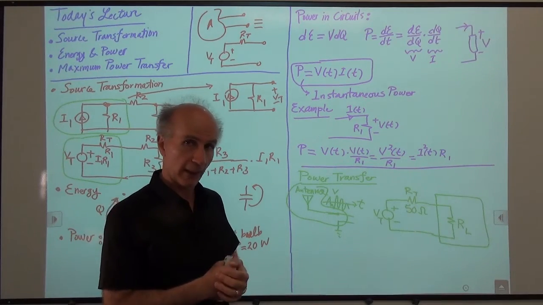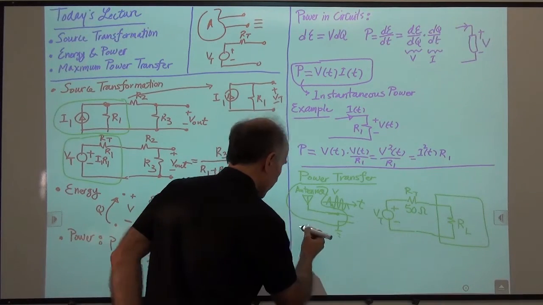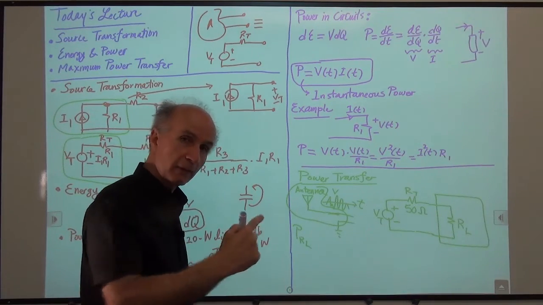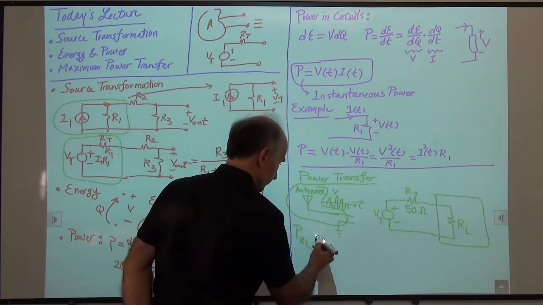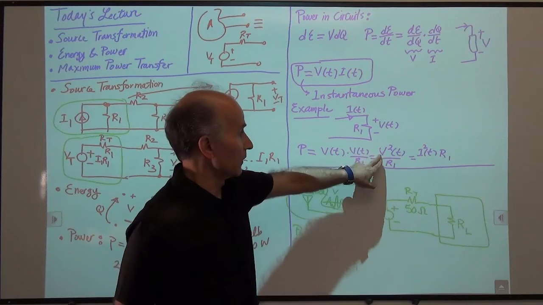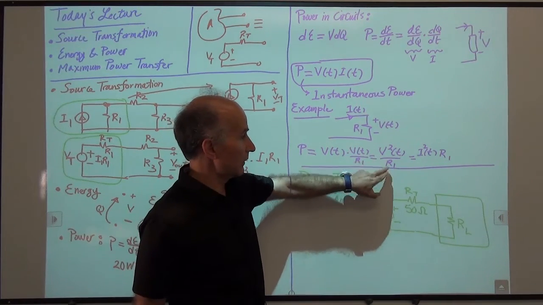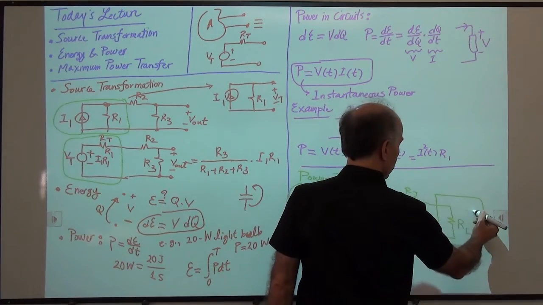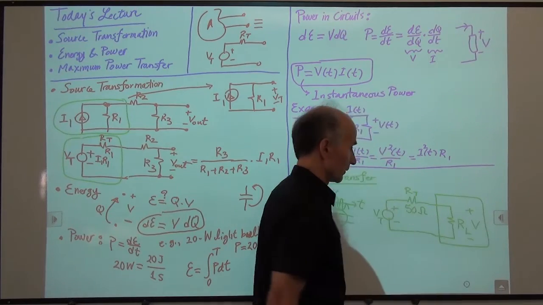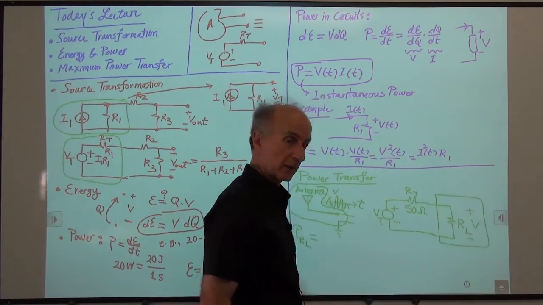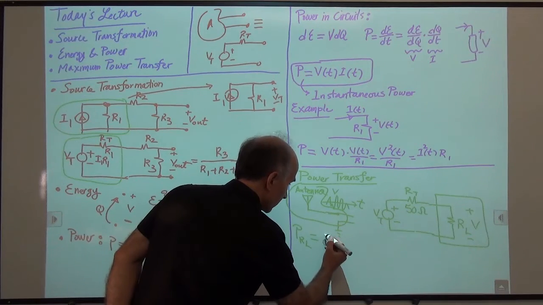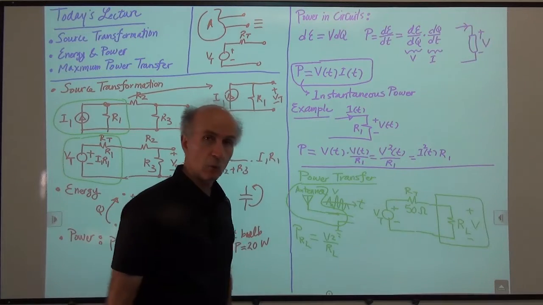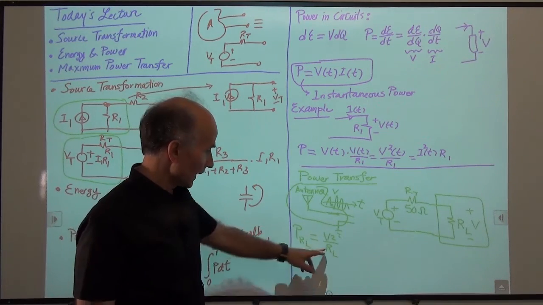Okay, not a problem. Let's go ahead and calculate that. So we're going to say P sub RL, the power delivered to RL, is equal to, let's go with this equation, the voltage across the resistor squared divided by the resistor, right? So I'm looking for some voltage here, V. So V squared over RL. Whether it's a function of time or not doesn't matter. So that's the power that we have.